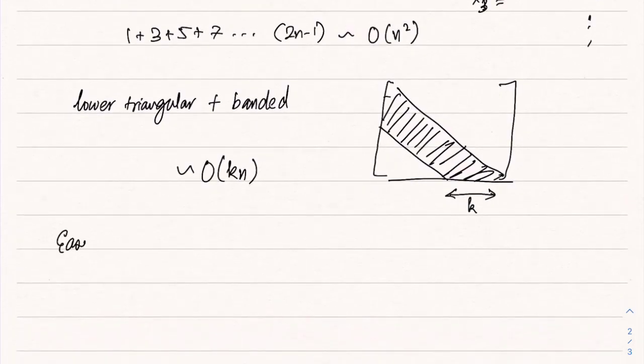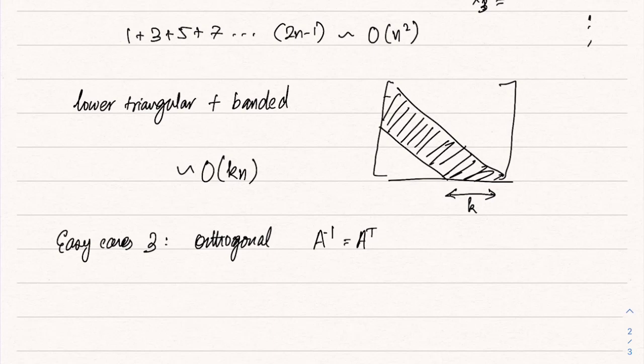So for example, another easy case is the orthogonal matrix. For an orthogonal matrix, A inverse is actually A transpose only. So if you can recognize that it is an orthogonal matrix, or you know in advance that it is an orthogonal matrix, then it is just an order n square operation to calculate its inverse.